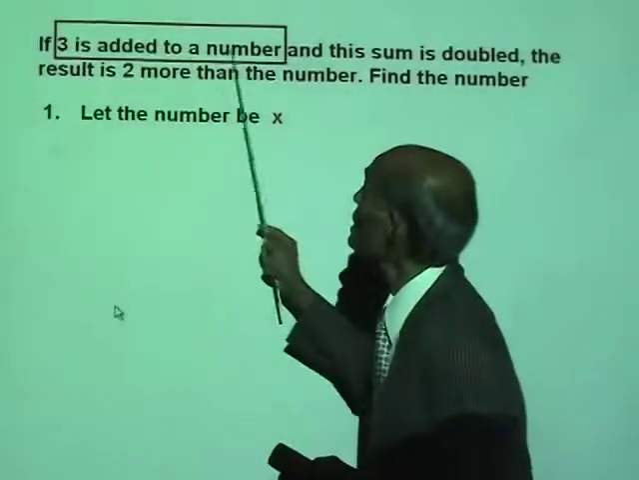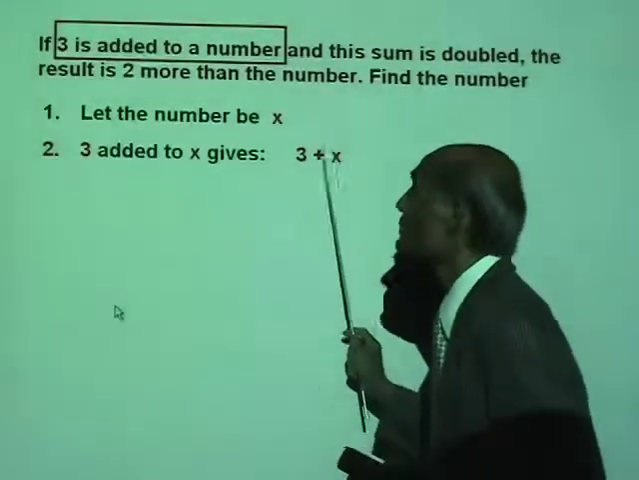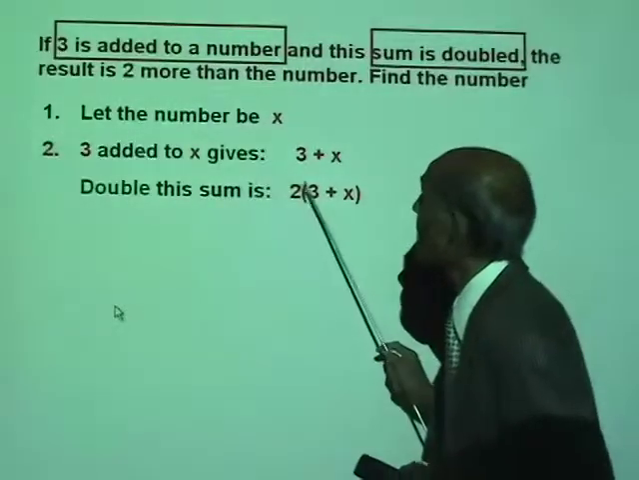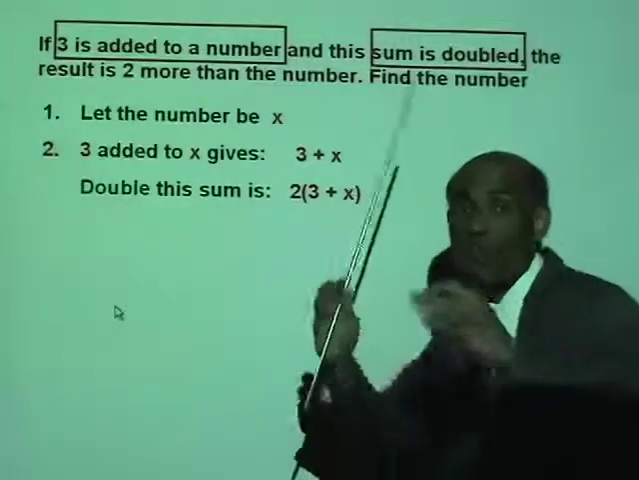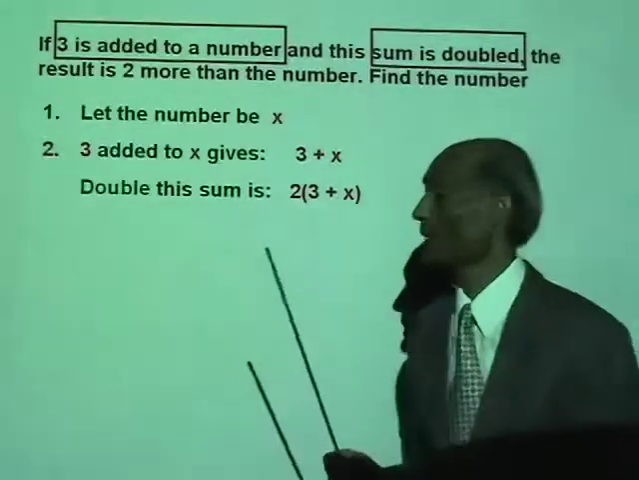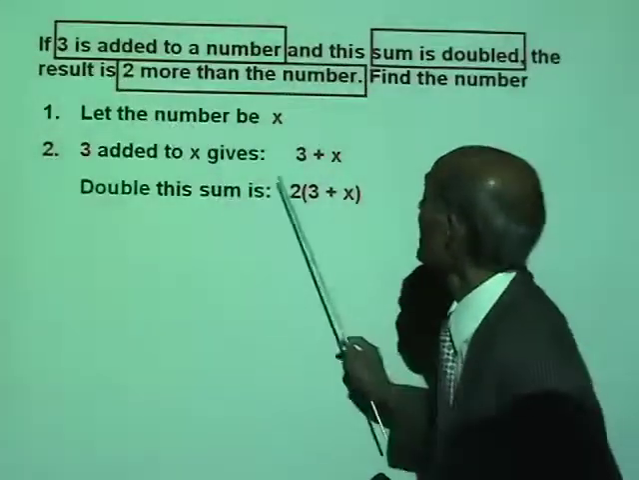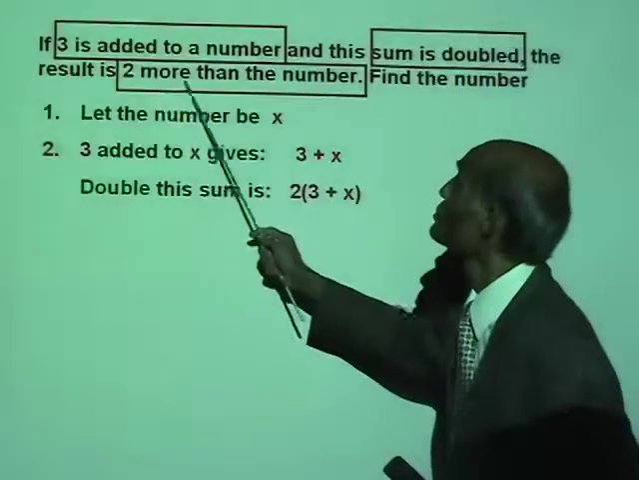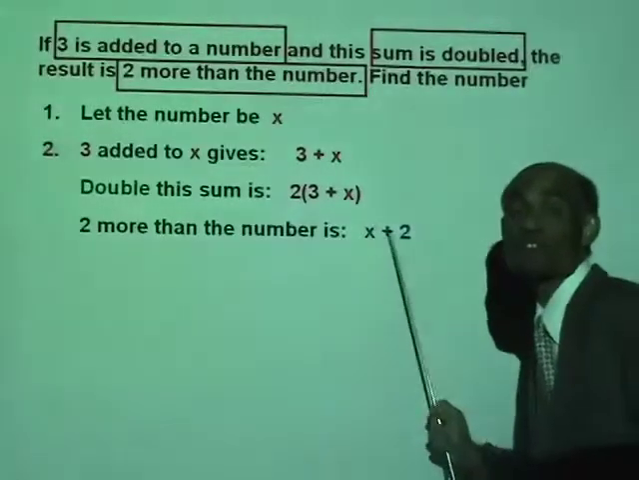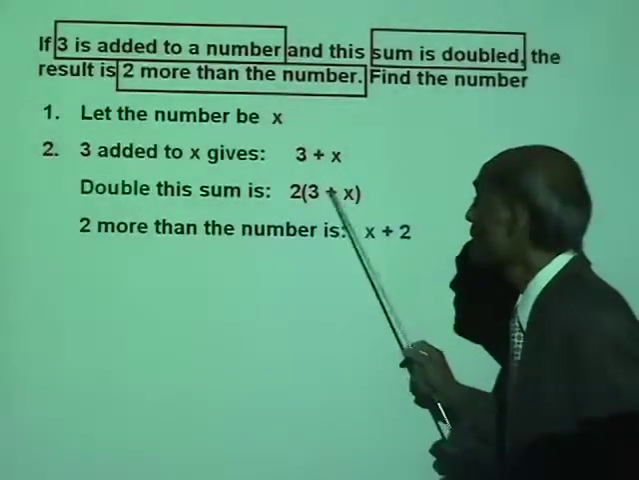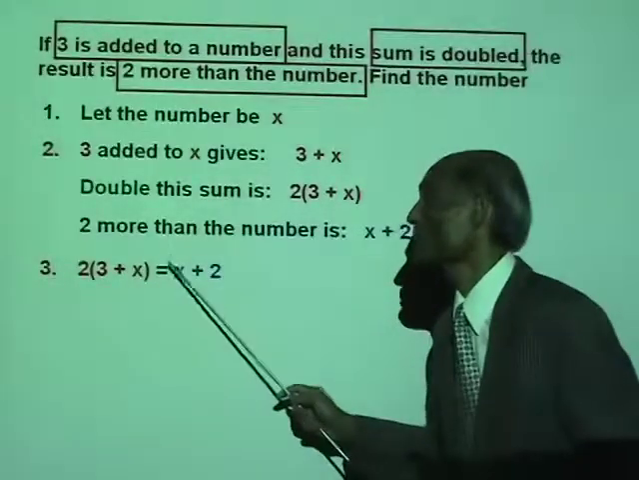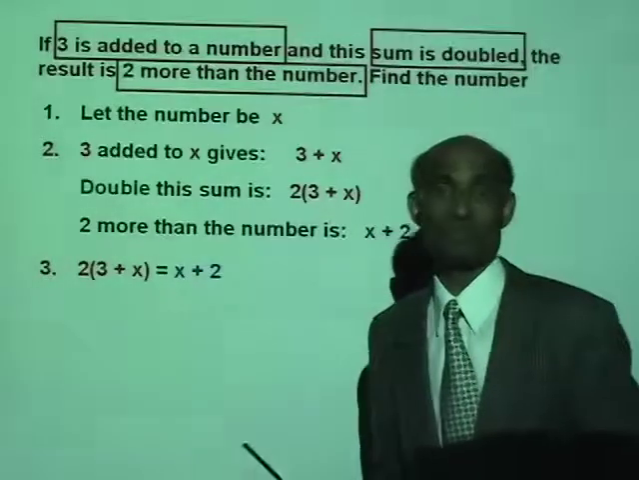Alright, 3 is added to a number is 3 plus x. And now, double the sum is 2 times the quantity 3 plus x. Don't make a mistake there. Double the quantity. Alright? And this must be equal to what? 2 more than the number. 2 more than the number is x plus 2. And this quantity must be equal to this. 2 times 3 plus x equal to x plus 2.